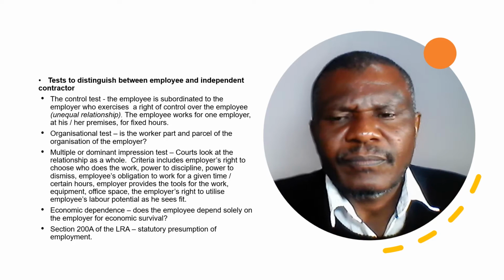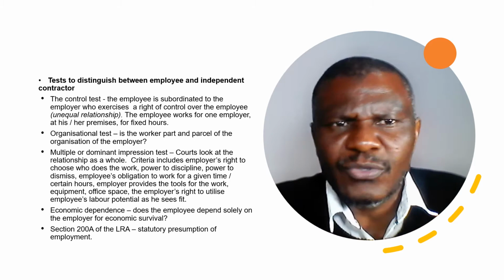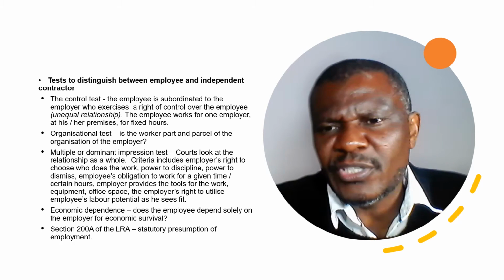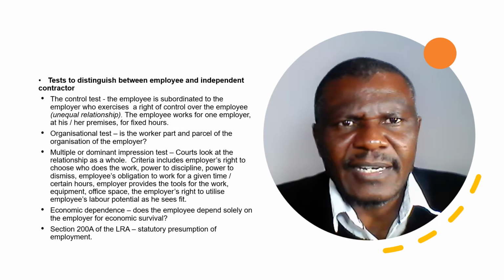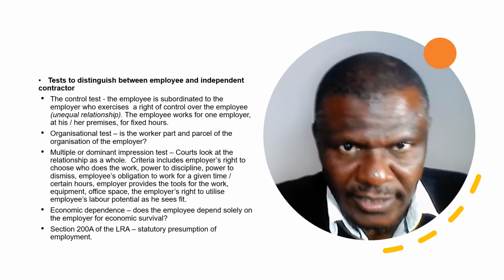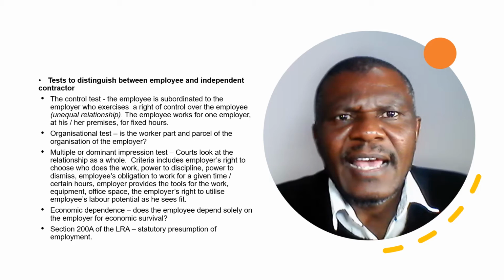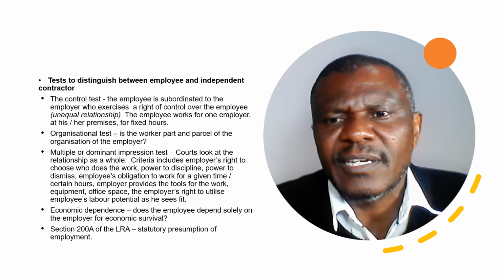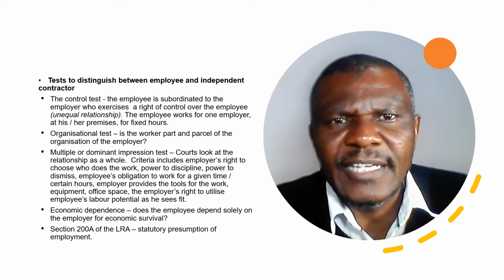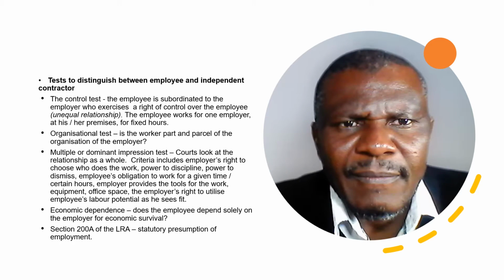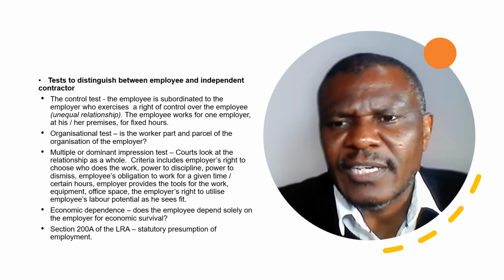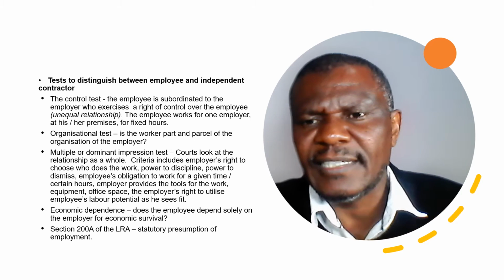So if you noticed there was a reference to an independent contractor. The definition of an employee, according to section 213 of the Labor Relations Act, actually excluded an independent contractor. It said any person other than an independent contractor. So now it brings us to the issue of how do we distinguish between the employee and independent contractor, so that we know who is an employee.